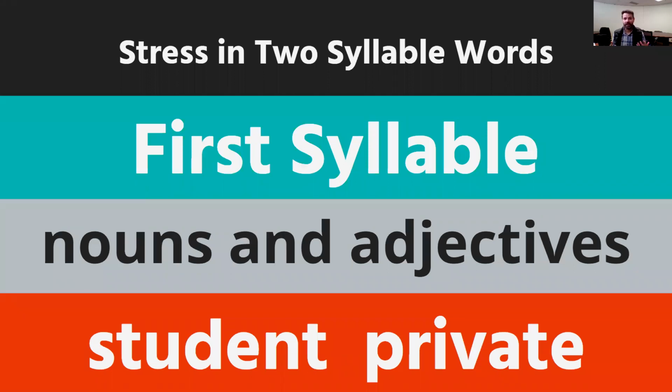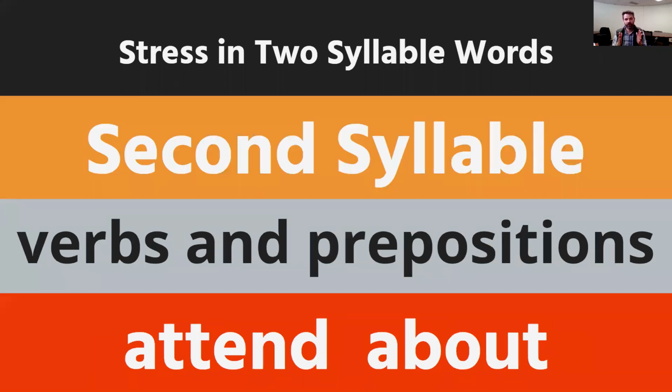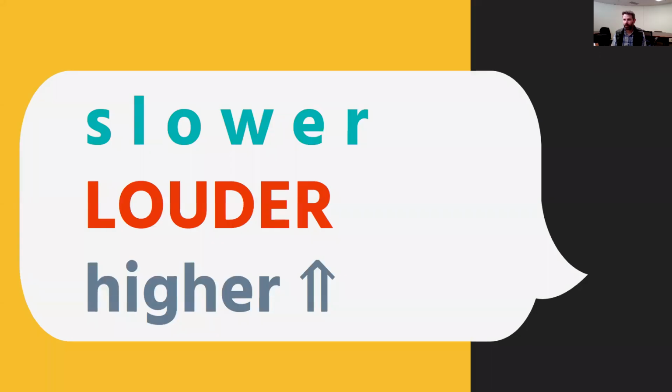So how do we predict where the stress is? Well, we've already talked about this a little bit. When we have two-syllable words that are nouns and adjectives, they tend to be stressed on the first syllable. Now, two-syllable words that are verbs and prepositions tend to be stressed on the second syllable. And so that's one way to predict word stress patterns in English.